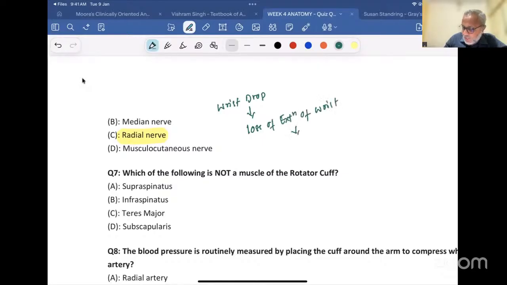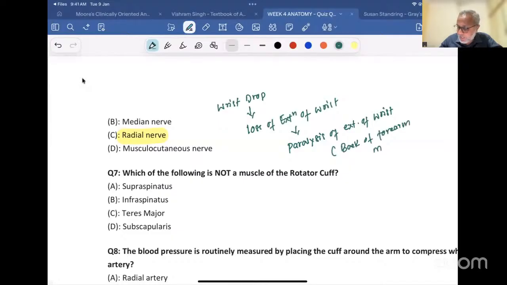And why is this due to? This is due to paralysis of the extensors of the wrist. And what are the extensors of the wrist? All these are the back of the forearm muscles, right? So these are muscles of the back of the forearm. Done. So all these muscles of the back of the forearm are supplied by the radial nerve, either directly or indirectly.